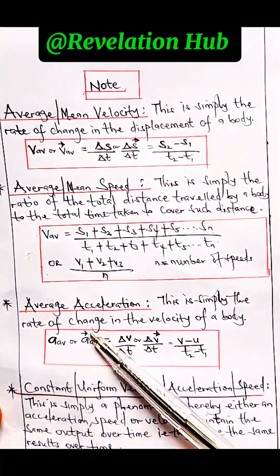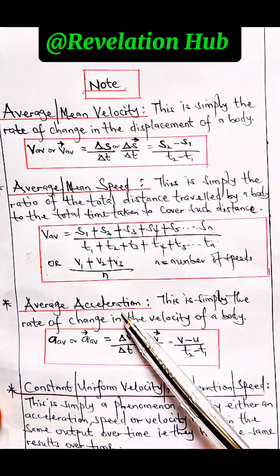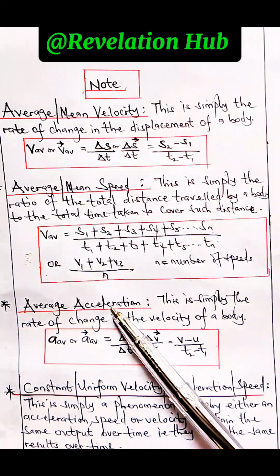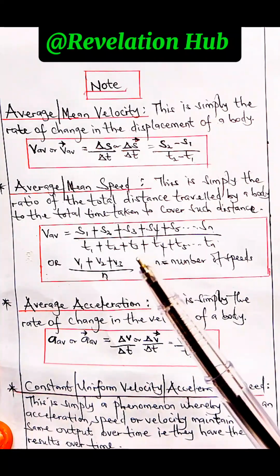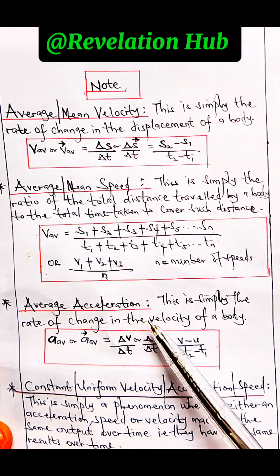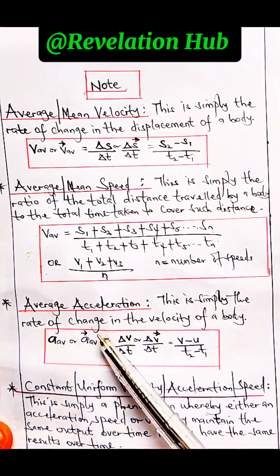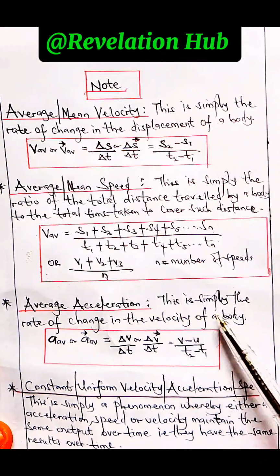The next thing we're going to look at right now is average acceleration. Average acceleration also is a vector quantity, just like velocity. Average acceleration is simply the rate of change in the velocity of a body.